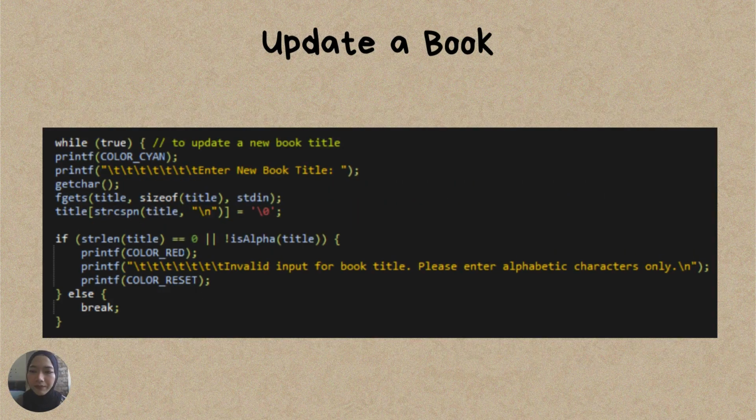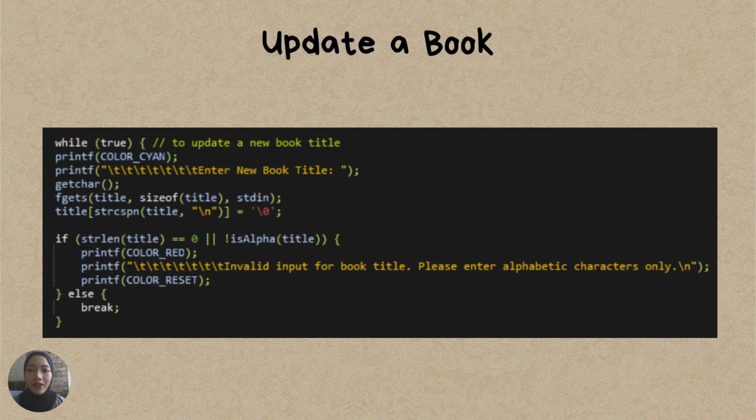Next, the while loop is set to continue indefinitely until a break statement is encountered. Inside the loop, it prints a prompt message in cyan color to ask the user to enter a new book title. The code calls the getchar function to read a single character from the input stream. This is done to clear the newline character left in the input buffer from a previous input operation.